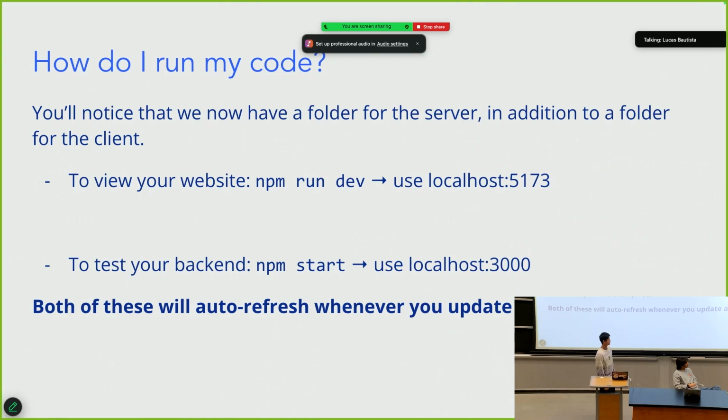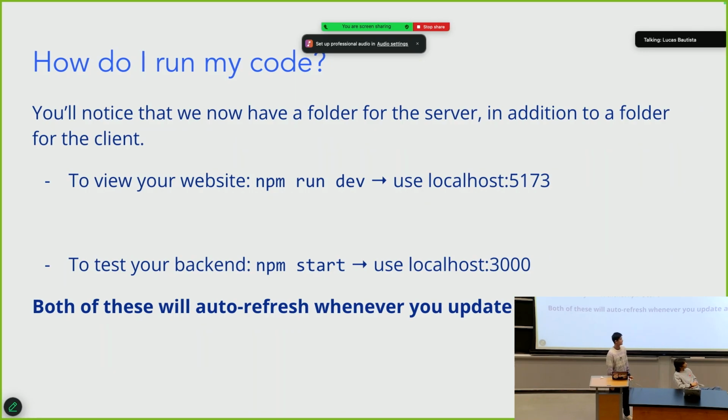So how do you run the code? So far, we've been using npm run dev to run our front end, which runs our front end code on localhost 5173. But now we will have a backend as well. In order to run that, we will be using npm start to run our backend, which will run our backend on localhost 3000.